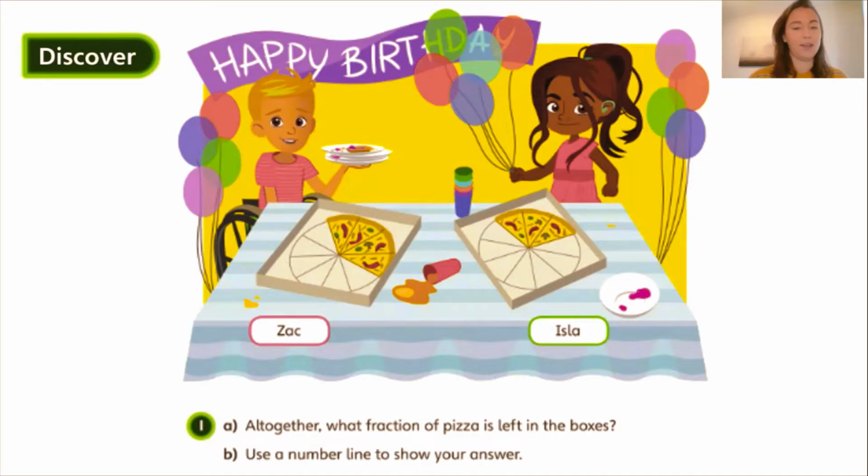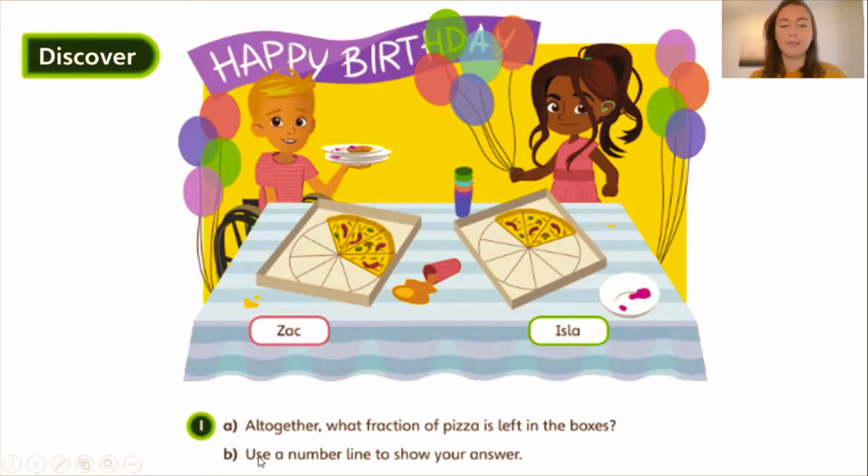So our problem today says, question 1a, altogether, what fraction of pizza is left in the boxes? So Zach and Isla are here and they have been eating some of the pizza. Zach's got some pizza left and so's Isla. How much pizza's left? And I want that answer as a fraction.